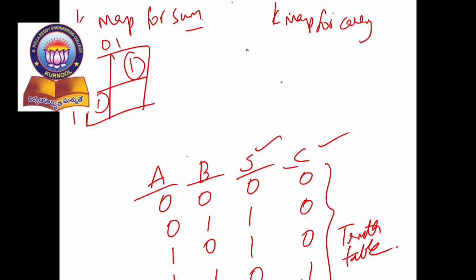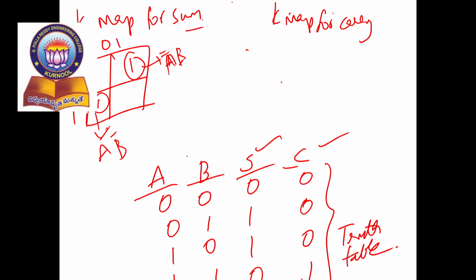As we are focusing on the sum, where the sum is 1, we have to map with that. So this can be written as A bar B and this can be written as A B bar. 0 means it is complement, and 1 means we can write it in the same way.